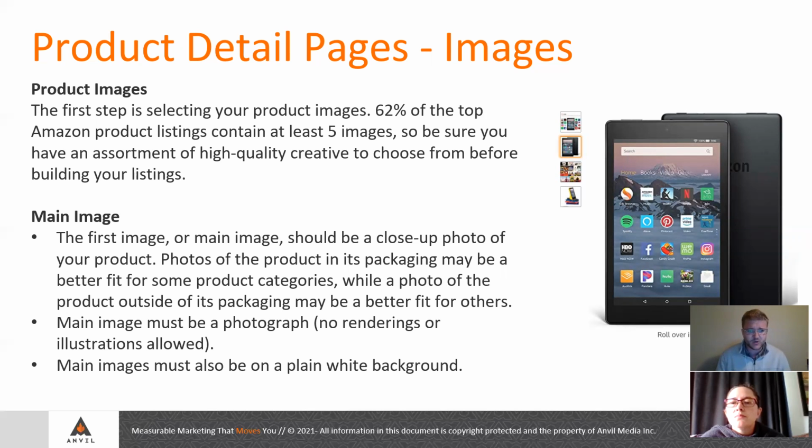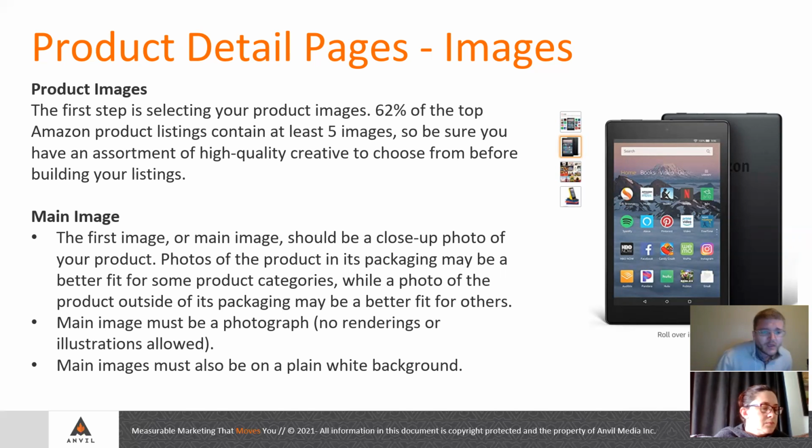So the first image, or your main image, should be a close-up photo of your product. Photos of the product in its packaging may be a better fit for some product categories, where shoppers are typically accustomed to seeing the product in its packaging, and that's really the eye-catching appeal of the product. I would definitely include it in the packaging as well as outside the packaging in secondary photos.